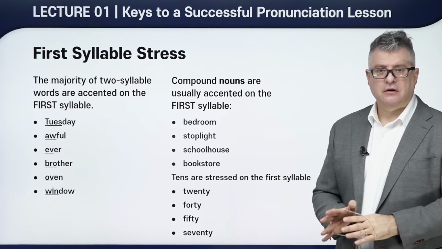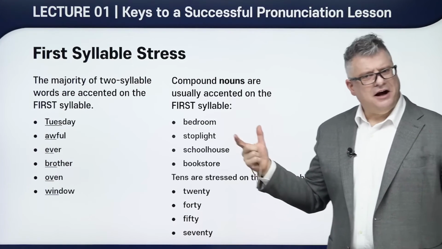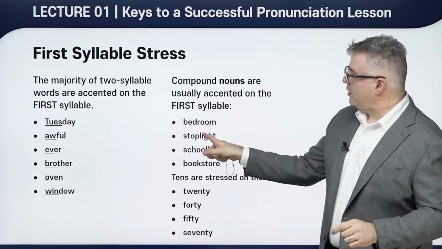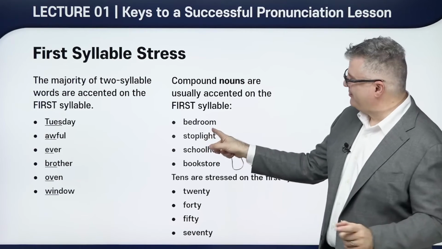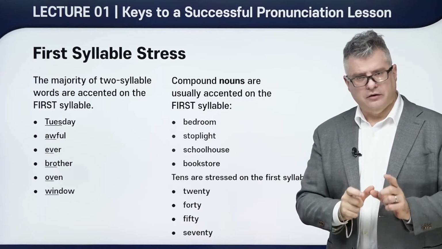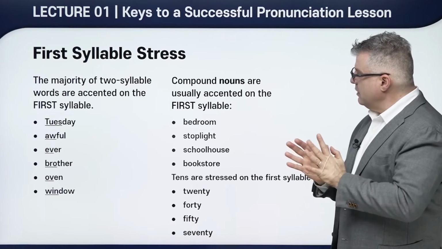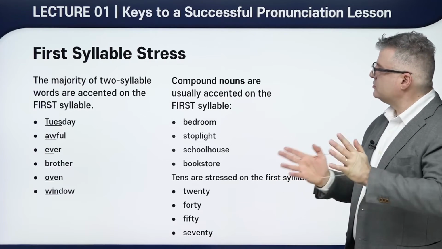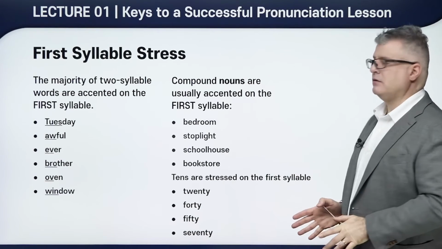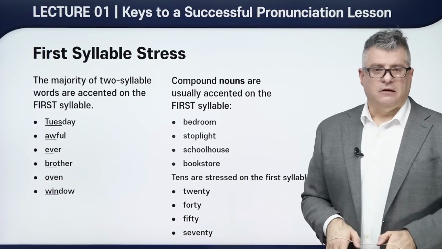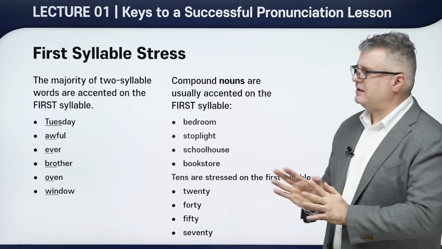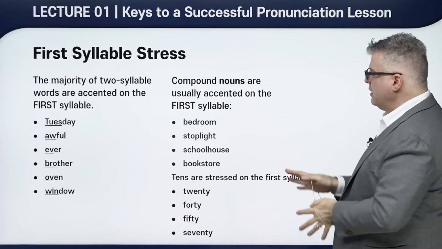Compound nouns. Remember from your English lessons as a child, a compound word is where you've got two words, bed and room, that are put together to make one new word. So bedroom, stoplight, schoolhouse, bookstore. If it's a compound noun, usually the stress is on the first syllable. All of these say usually because there are always exceptions to rules in English. That's the hard thing about English.